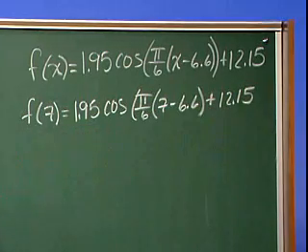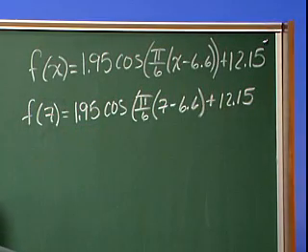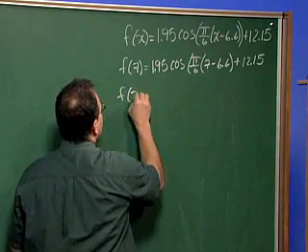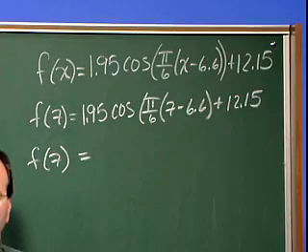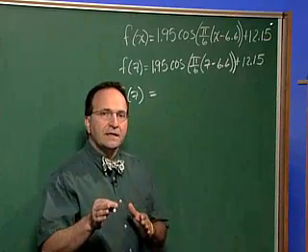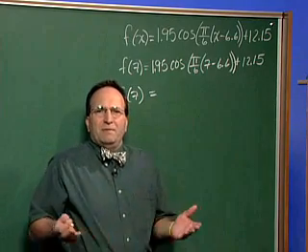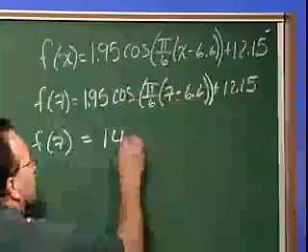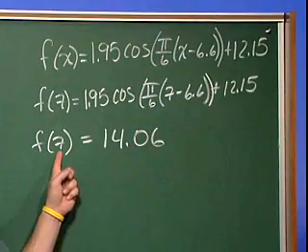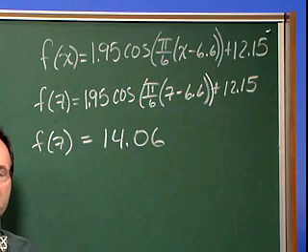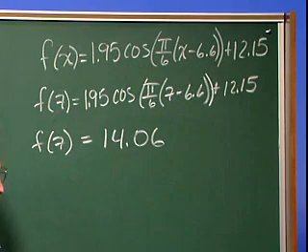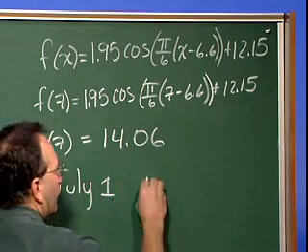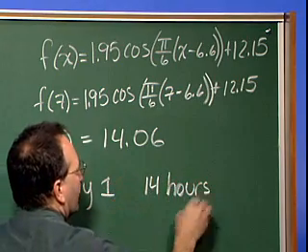Plugging all of that into your calculator and multiplying it out, you'll find that f of 7 is going to be equal to 14.06. But what does that really mean, the 14.06? What it means is that we're looking at f of 7. F of 7 refers to the 7th month, in other words, July 1st. So on July 1st, there would be slightly more than 14 hours of daylight.